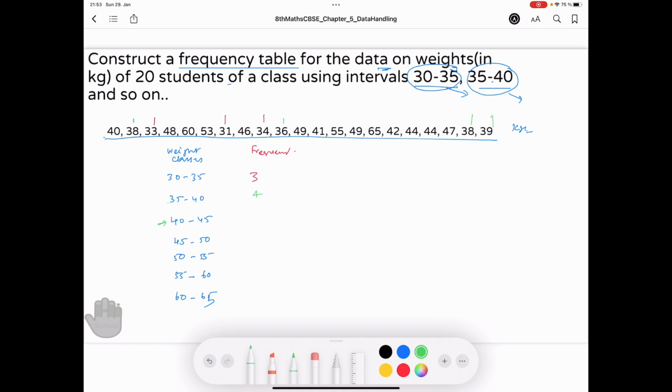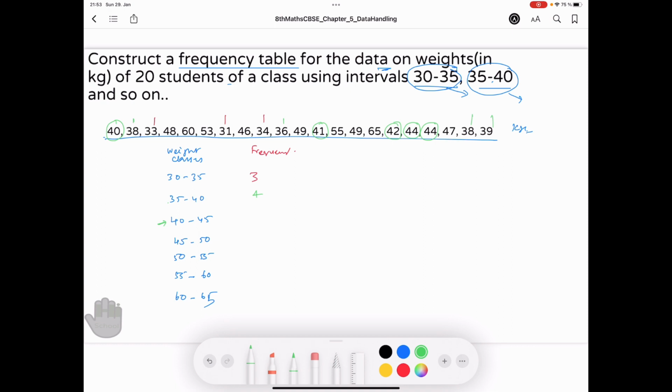Now 40 to 45, of course 40. We will start with this one. Okay, 40 to 45. No, this is more than 45. No, 40 to 45. This one is here, this one is here, this one is here, this one is here, this is not here.